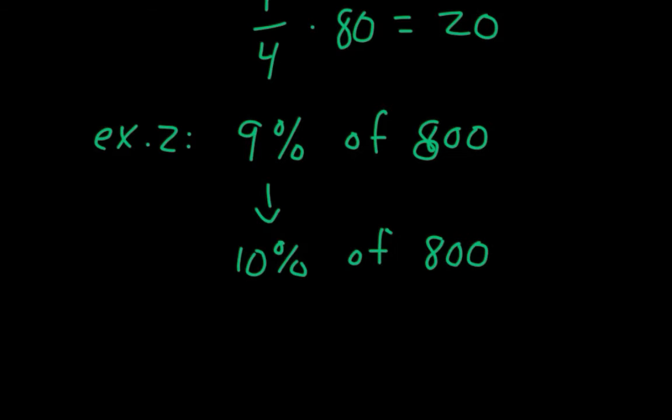10% of 800, anyone in their head? I think I heard it. Not 8, but 80, yep. Because 10%, you move the decimal point 1 place. Because 10% is the same as 1/10, you could say. So you move the decimal point over 1, you get your 80. Nice.